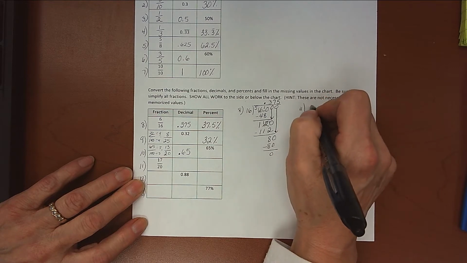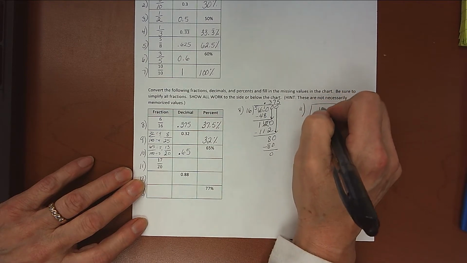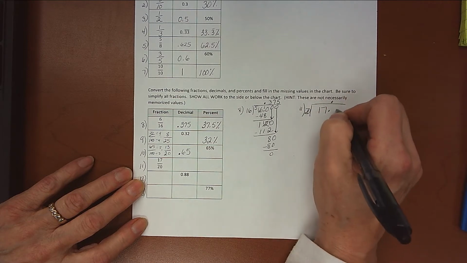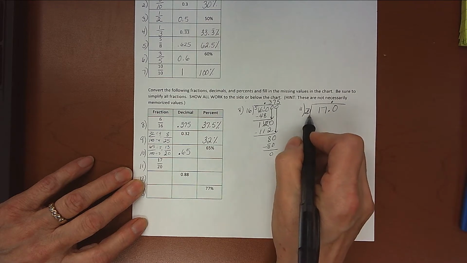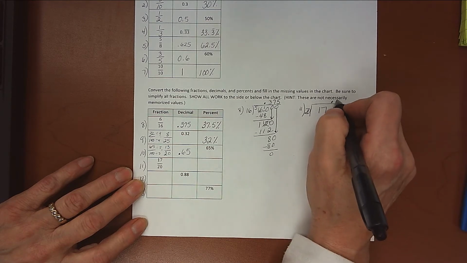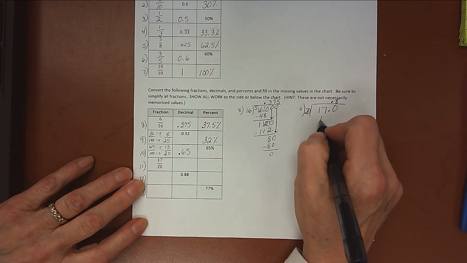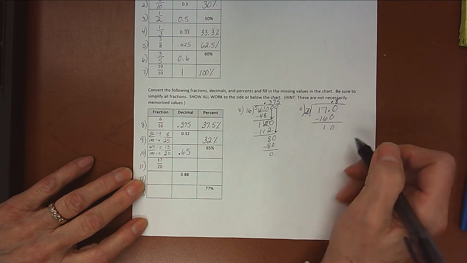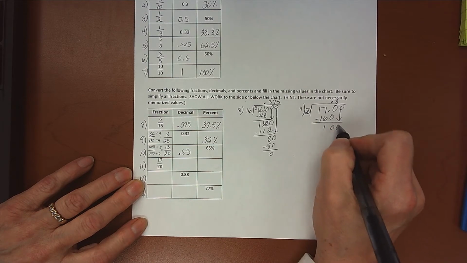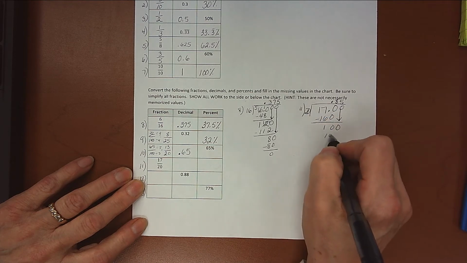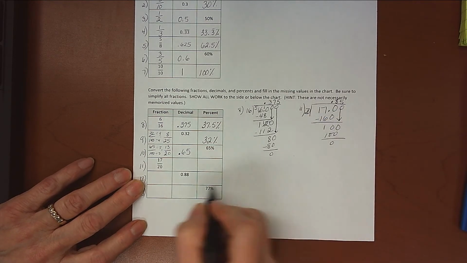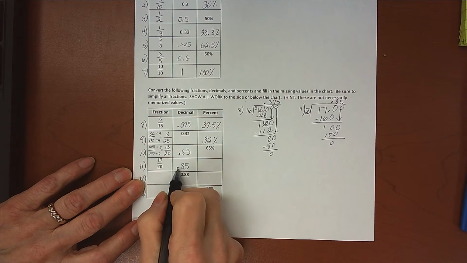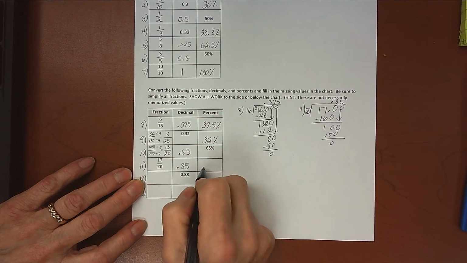Number 11, 17/20. I need to take that numerator, divide it by that denominator. So here's my work for number 11. My numerator is 17, my denominator is 20. Add a decimal point, slide it up, add a 0. 20 divides into 170 8 times. 8 times 20 is 160. Do my subtraction. Add a 0, bring it down, and 20 divides into 100 5 times evenly. So my decimal is 85 hundredths, 0.85.